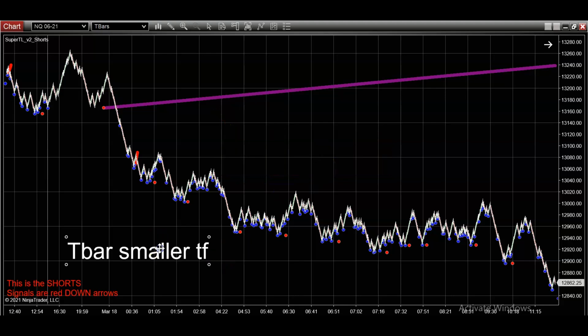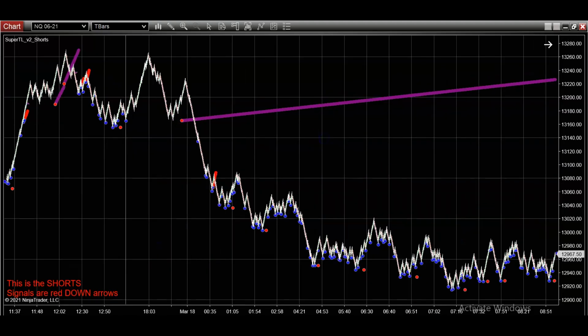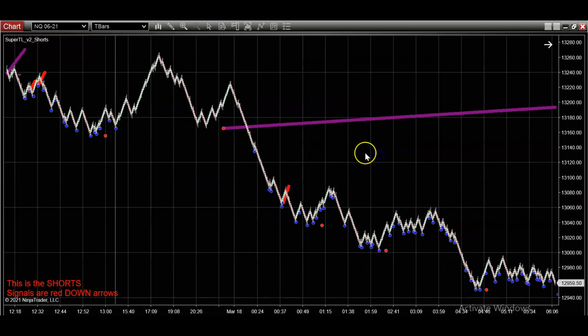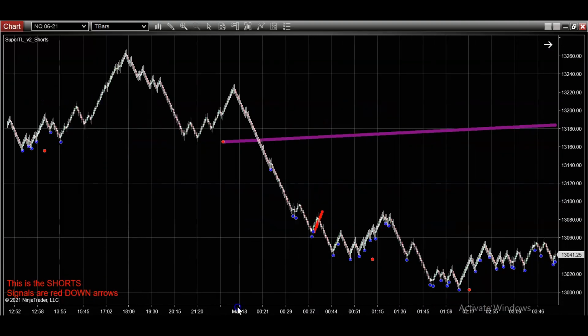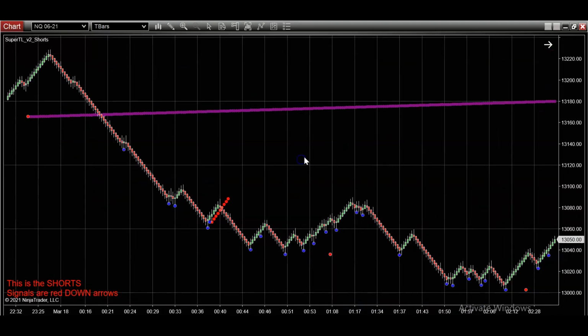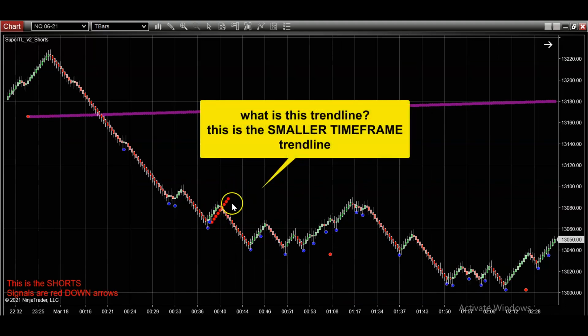So let me just go ahead and delete some of this text here to clean up the chart, and let me show you the beautiful, crystal clear, perfect setup from today. All right, let's check this out here. Now, I know you guys can see this red trend line here. Okay, this was a system drawn trend line.